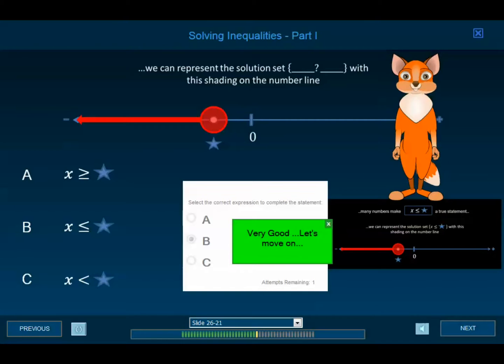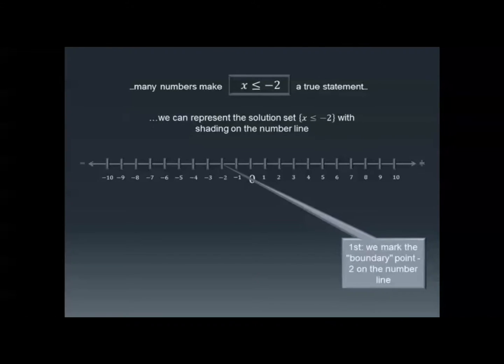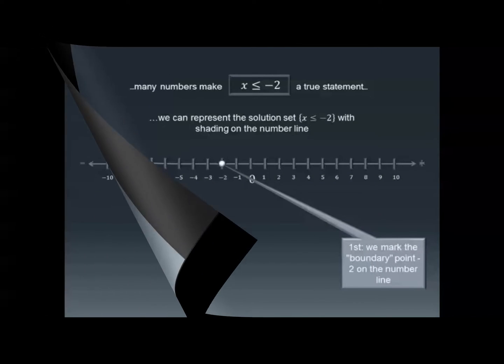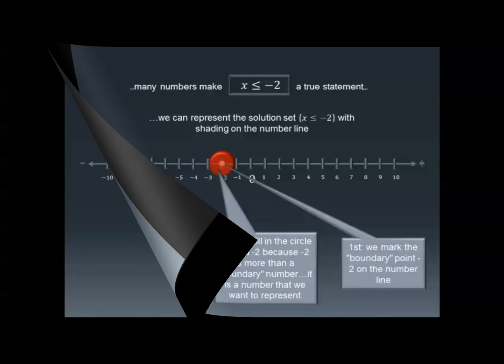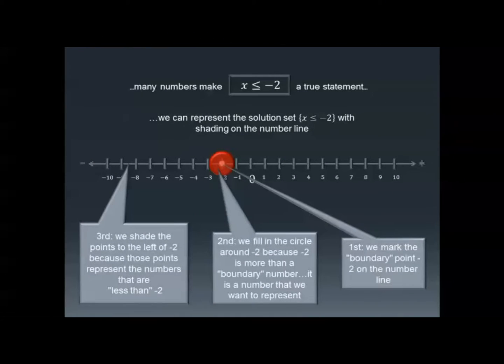You're good. We can represent the solution set x is less than or equal to star with this shading on the number line. First, we mark the boundary point that represents a -2 on the number line. We fill in the circle around a -2 because -2 is more than a boundary number. It is a number that we want to represent. Next, we shade the points to the left of -2 because those points represent the numbers that are less than -2.